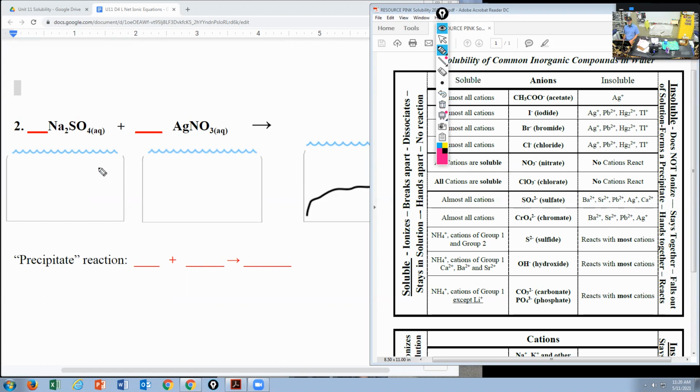So the first thing you're going to want to do is break these apart, because since it's aqueous, we want to know what it looks like in solution. I'll just put it here like that. There we go. So we want to break these apart. There's 2 sodiums, and each sodium, is there an Na+? There's an Na+ right here on the screen.